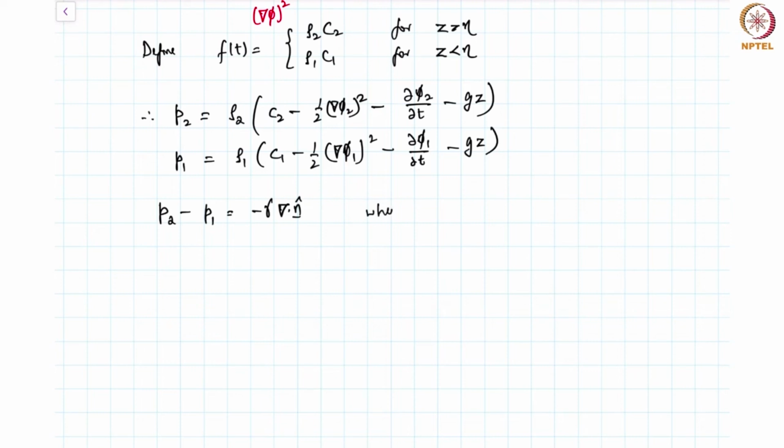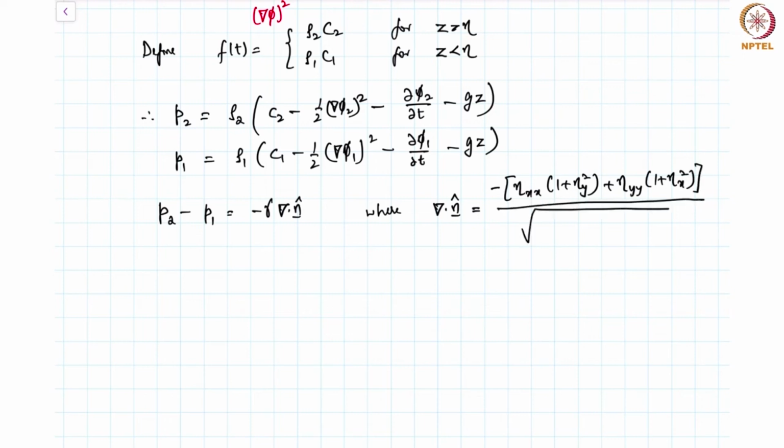Where this quantity del dot n, by the way, will be not for a flat interface, but when you have undulations of the interface, it will be in terms of eta. So that will be eta xx times 1 plus eta y square plus eta yy times 1 plus eta x square, divided by 1 plus eta x square plus eta y square whole power 3 by 2.